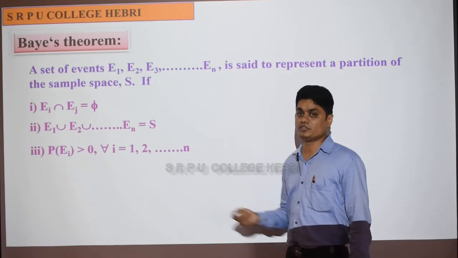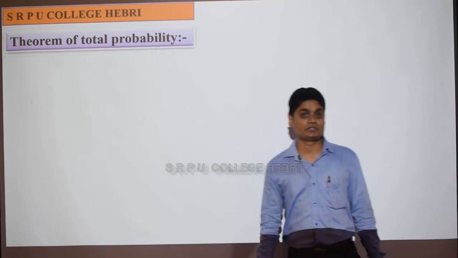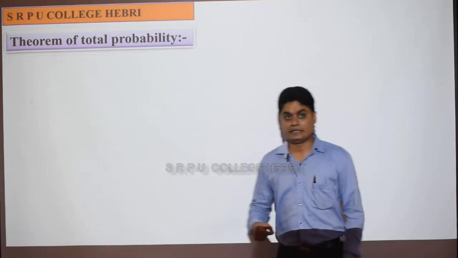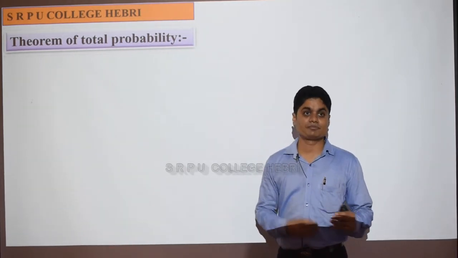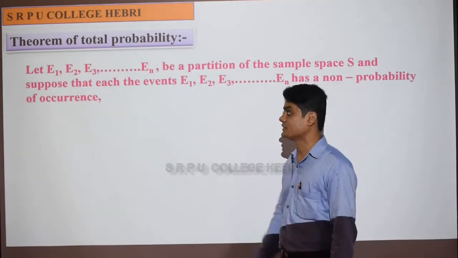Okay, so the next concept before Bayes theorem is the theorem of total probability. Here we are using the partition concept to define something, and this is very useful to solve some problems. See this. First I will give you the statement.